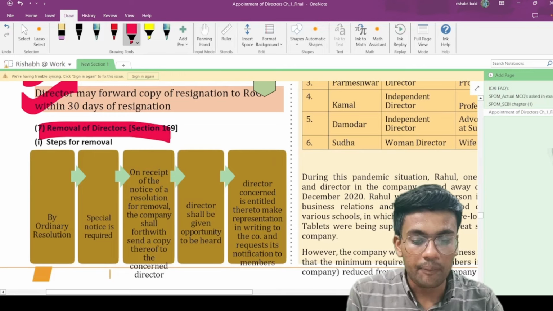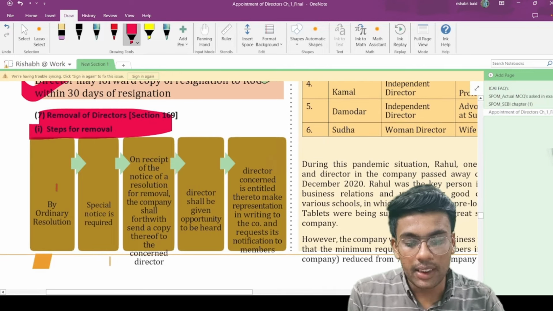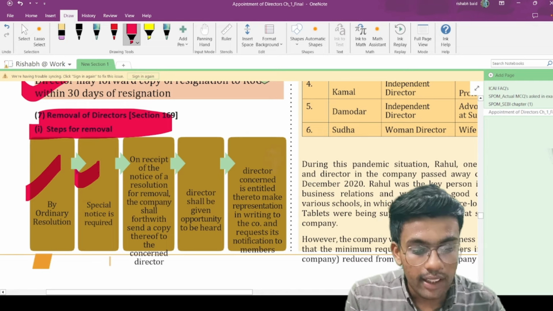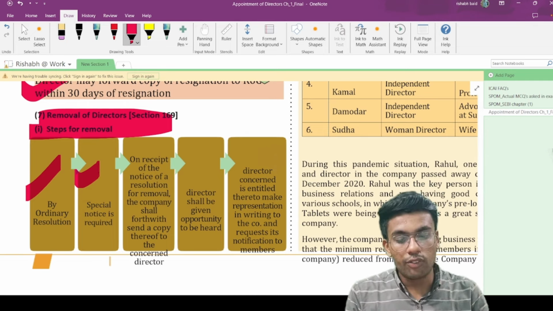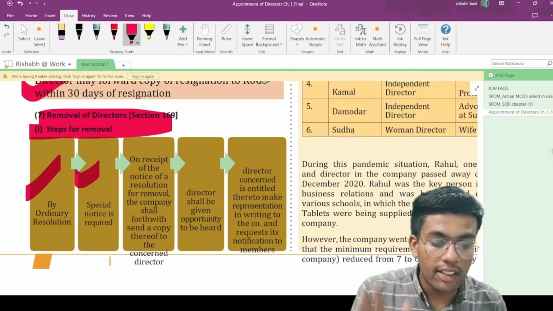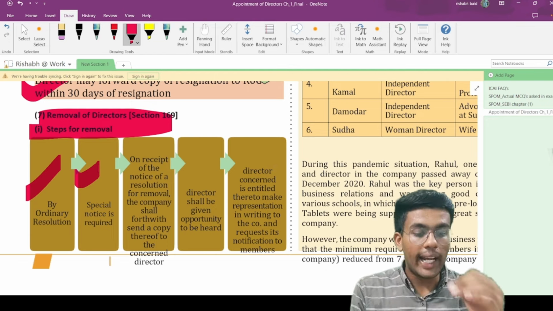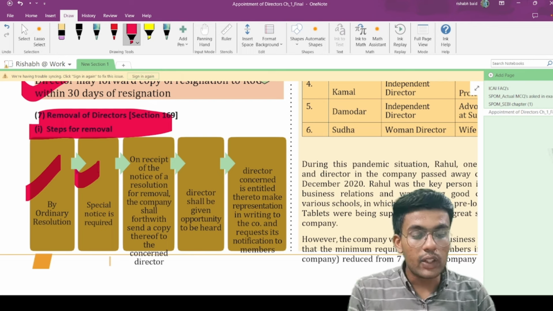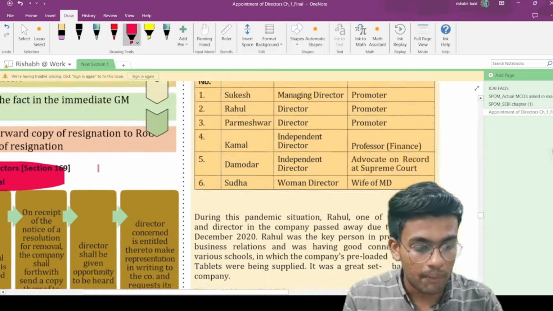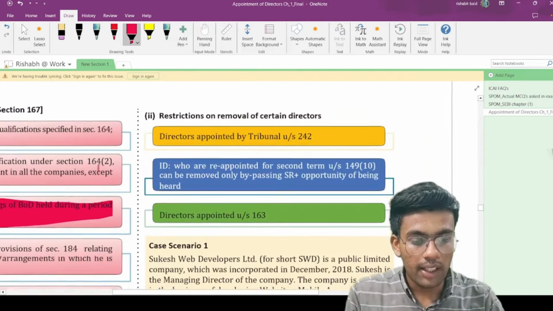Now, removal of director. How do you remove? By passing an ordinary resolution, for which a special notice is required to be sent, and on receipt of the notice of resolution for removal, the company shall send a copy thereof to the concerned director. The director shall be given an opportunity of being heard, and the director concerned is entitled to make a representation in writing to the company and request its notification to the members. So these provisions I would recommend.